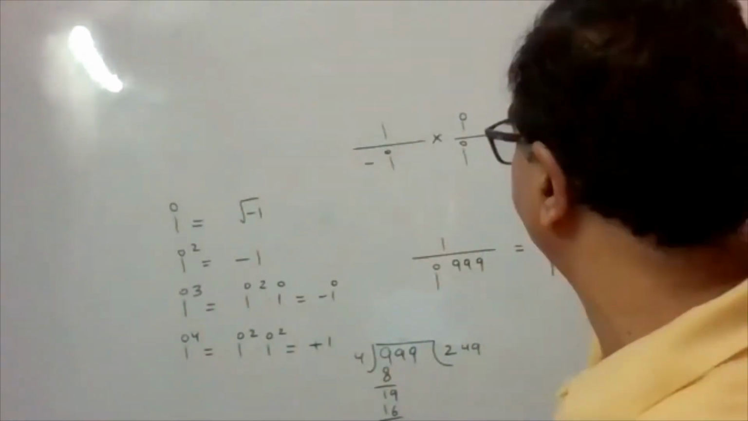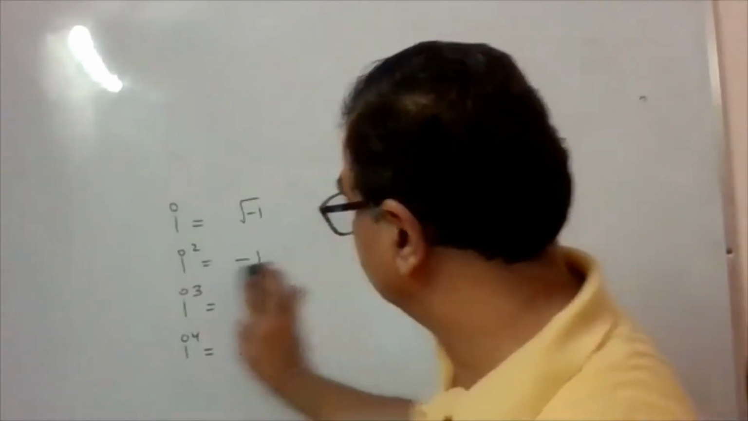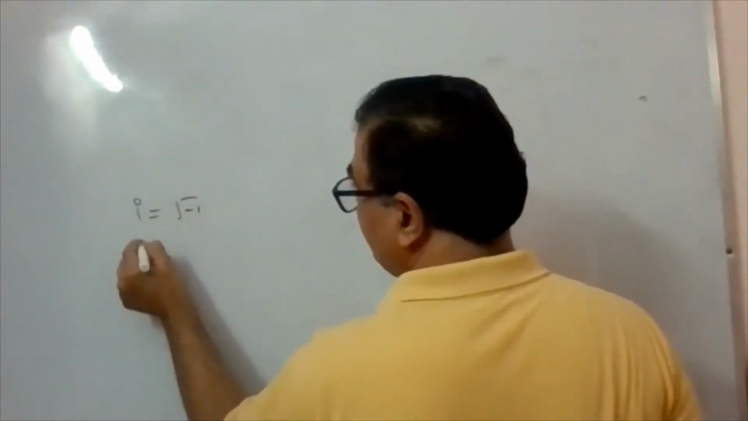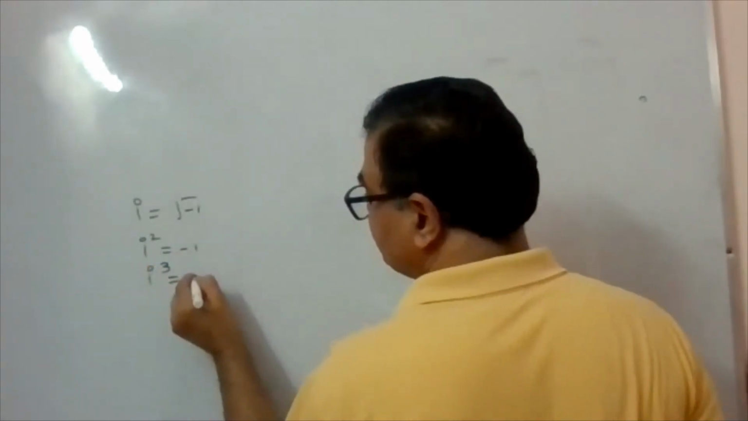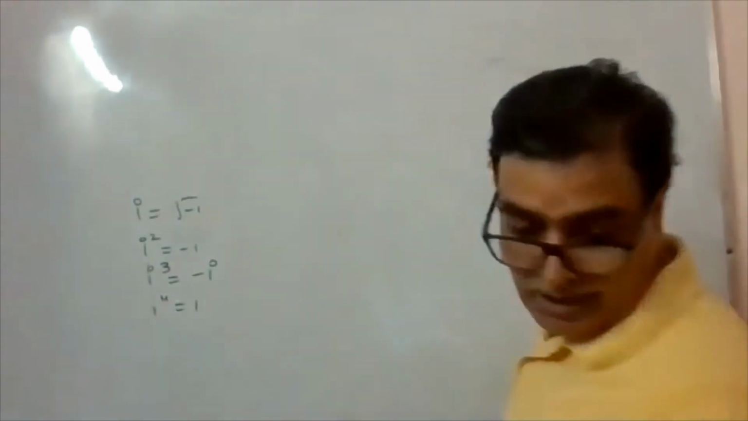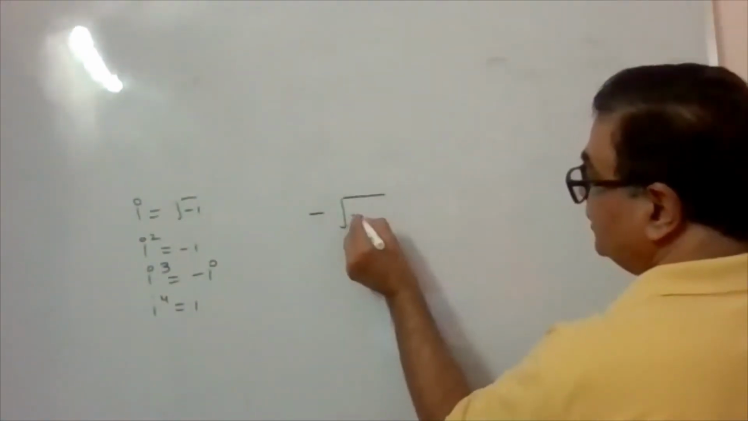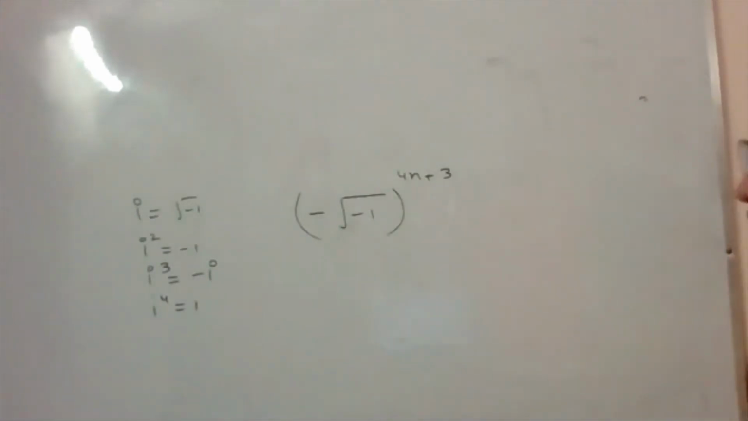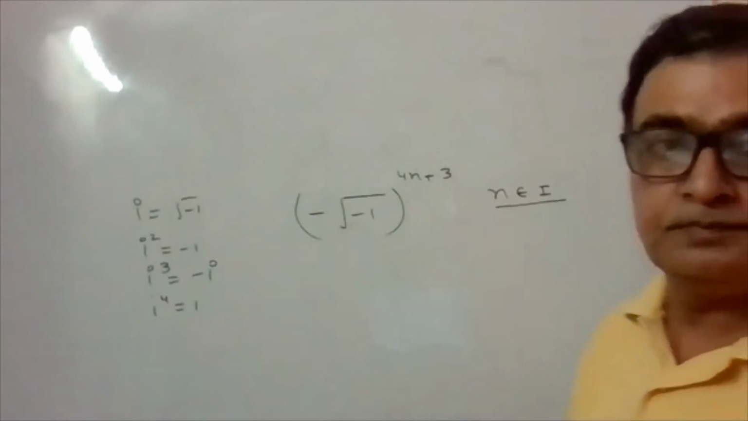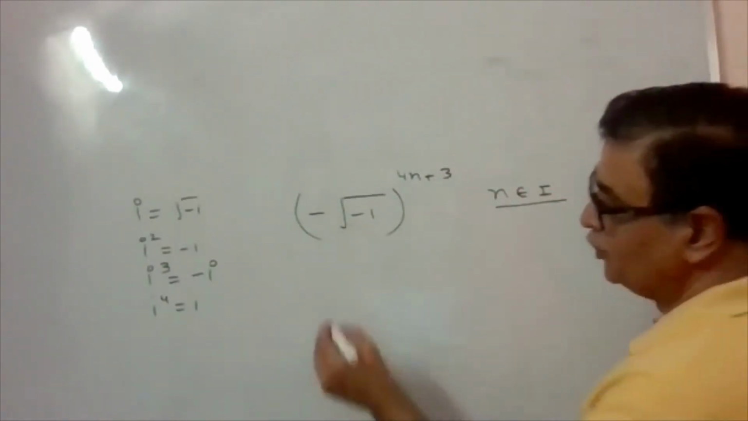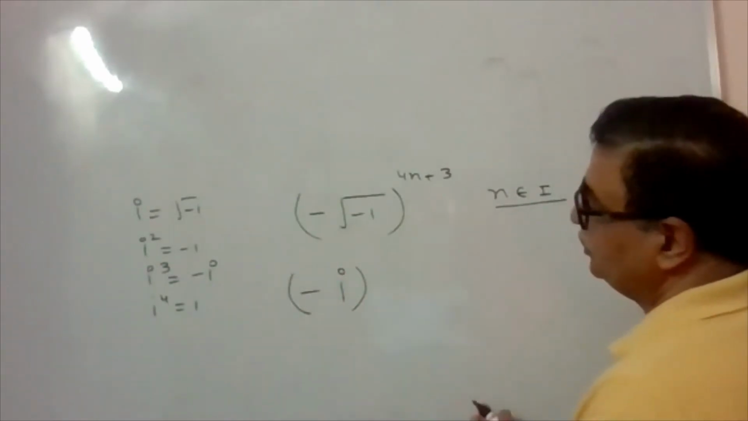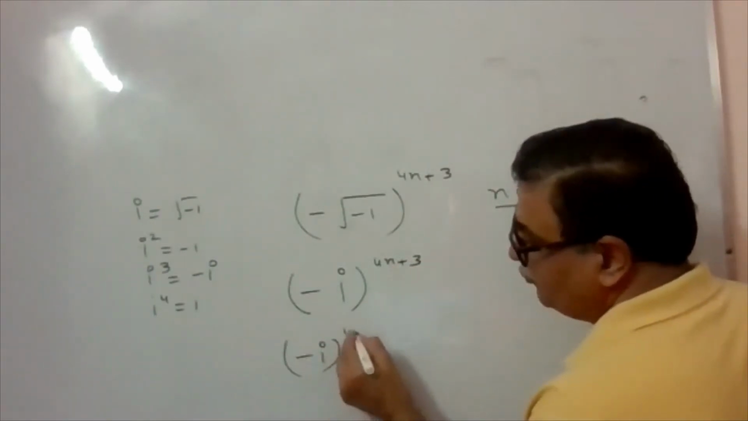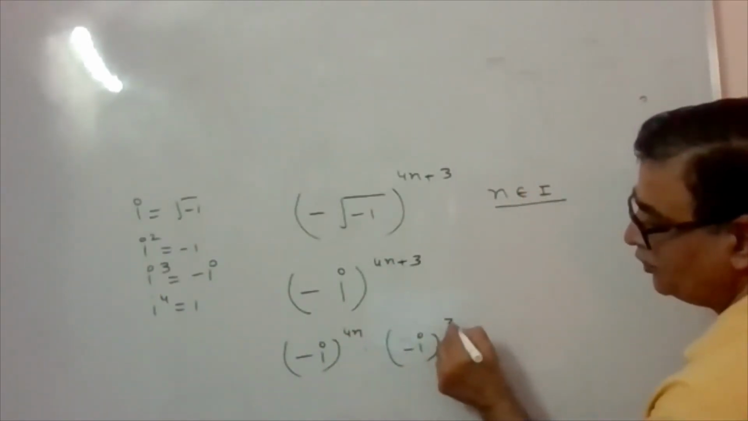One more question right now, please. Iota is root of minus 1, iota square is minus 1, iota cube is minus iota, iota 4 is simply 1. And now one question is given: minus root of minus 1, whole power 4n plus 3, where n belongs to the integers. Now when they say this, what I should do here: minus, it will be iota, this is iota only, power 4n plus 3. Or I should say minus iota power 4n, and then it will come out to be minus iota power 3.